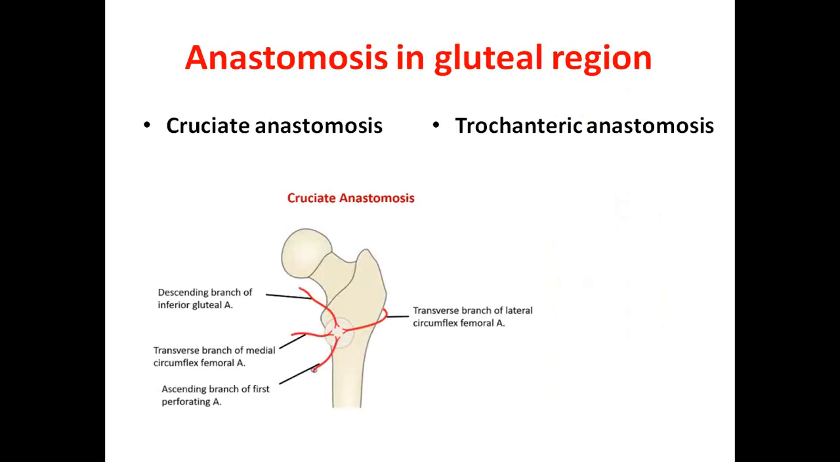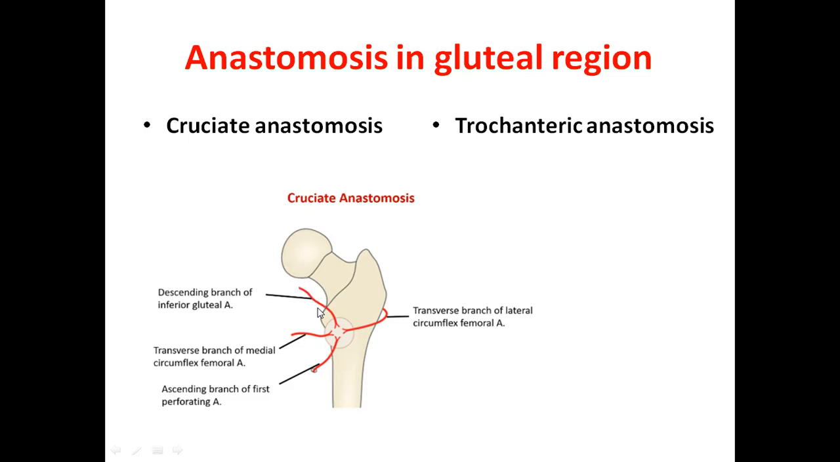Anastomosis in the gluteal region, or the hip joint area, is mainly cruciate anastomosis and trochanteric anastomosis. What is cruciate? Cruciate means plus or X-shape anastomosis. This is found at the lower edge of the quadratus femoris, a quadrangular muscle. It is formed medially and laterally by the transverse branches of medial circumflex femoral and lateral circumflex femoral. From above, it should be a descending branch. From below, it should be an ascending branch.